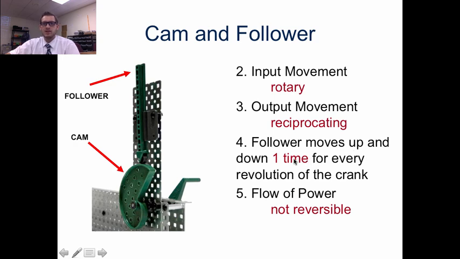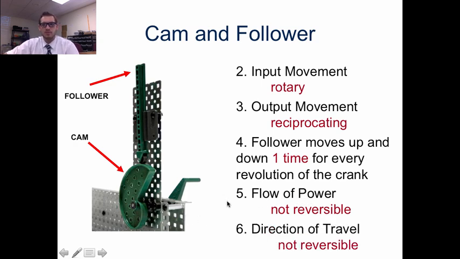Follower moves up and down 1 time for every revolution of the crank. So we do not have a gear ratio here again. Flow of power, however, is not reversible. And the direction of travel is not reversible. If you spin this to the right, then it will go up and down. If you spin to the left, it will get stuck. If you grab this follower instead of the cam and start pushing it up and down, the device will go nowhere. So flow of power, not reversible. Direction of travel, not reversible.